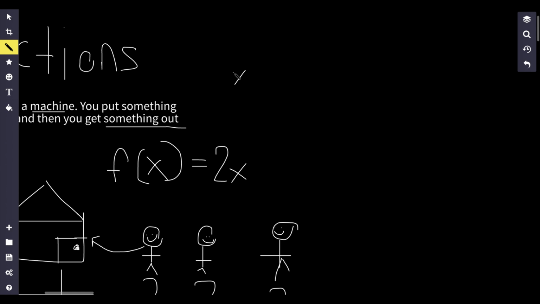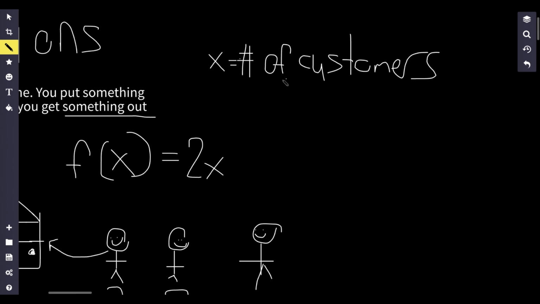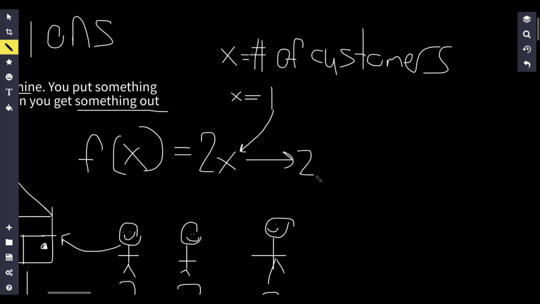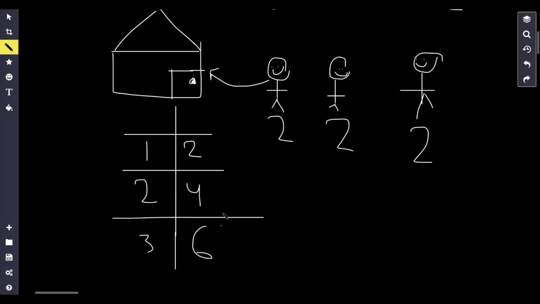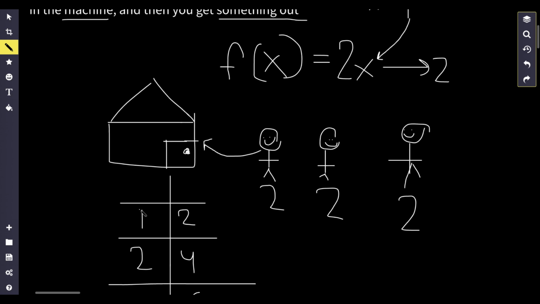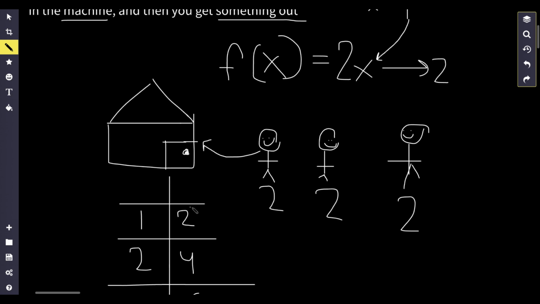So imagine if x represents the number of customers in my restaurant. If I have one customer, when x is equal to 1, what happens if I put in 1 for x? I'm going to get 2, right? If I plug in 1 for x, I get 2 times 1, which is just 2. So this matches up with what I wrote before: if I have one customer in my restaurant, I'm going to need two cookies to satisfy their cravings.